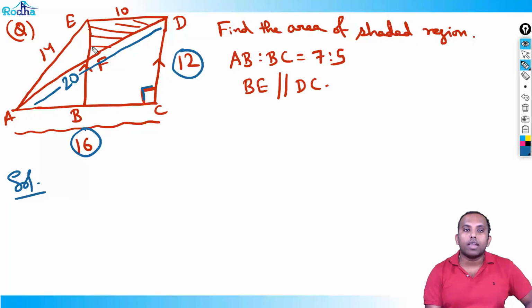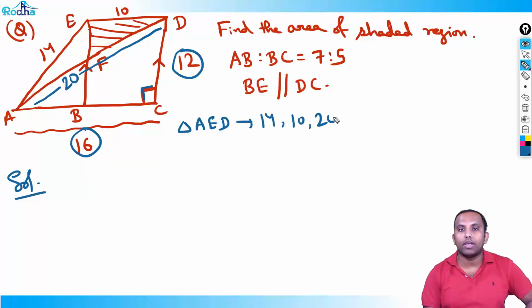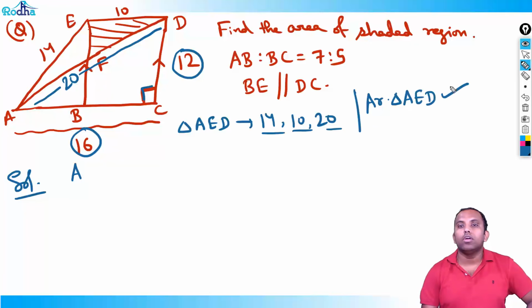So see, now look at this triangle AED. In triangle AED, I have the sides as 14, 10 and 20. So sides are 14, 10 and 20, known here, right? So I can get the area of triangle AED by that formula, root under S into S minus A into S minus B into S minus C, right? We can know the area of the triangle.